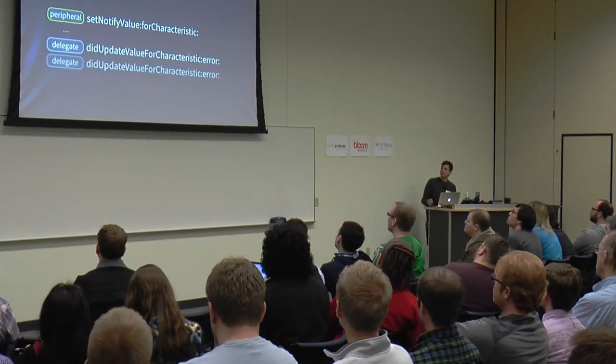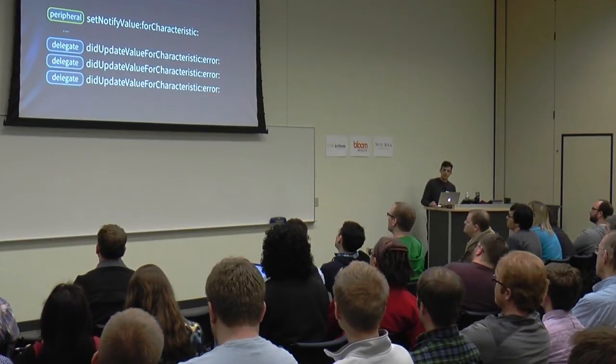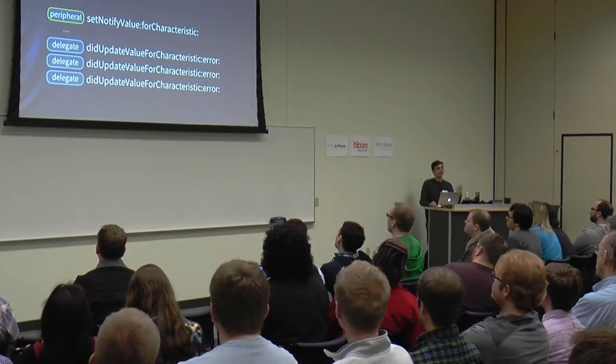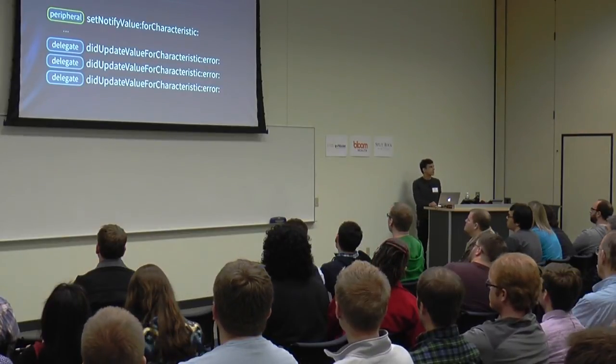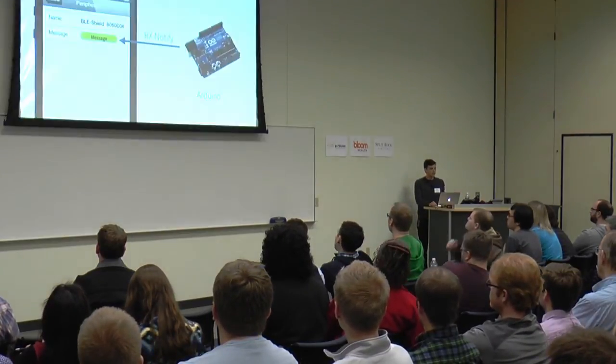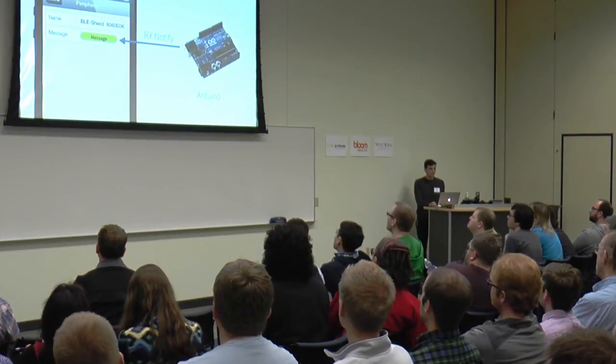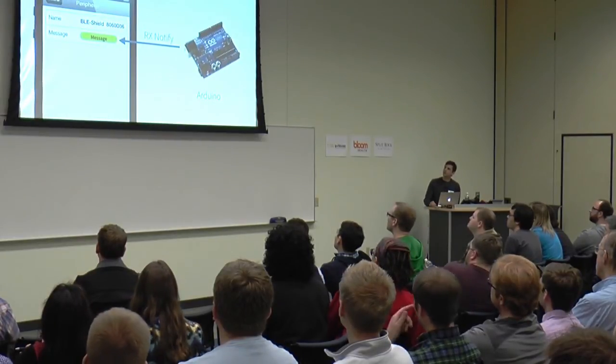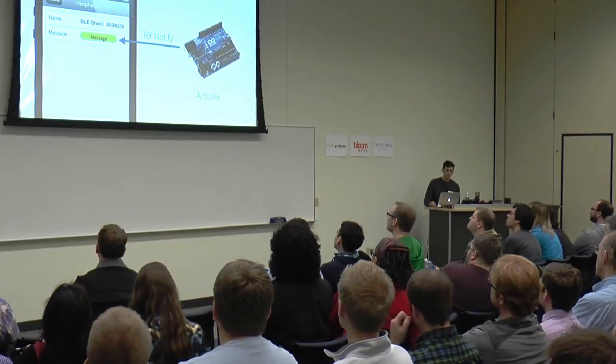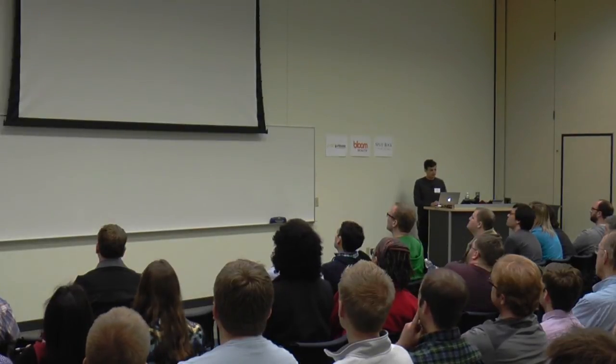So when it does, then it sends us back a callback, didUpdateValueForCharacteristic. So this is much easier. We don't have to poll for that information. We can just tell the peripheral, let us know when you have a new value. So we are going to read from the RX characteristic and update this message on the detail page. Let's look at the code for that.